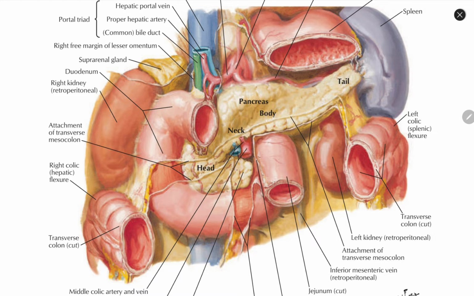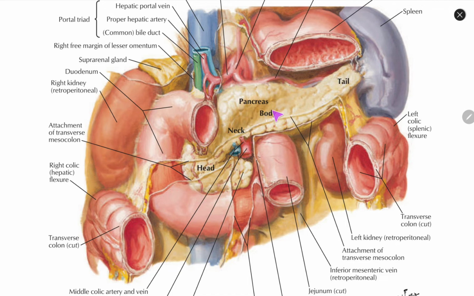mesenteric vessels. So the body of pancreas has three surfaces: an anterior surface, a posterior surface, as well as an inferior surface. The anterior surface is concave. It is directed forwards and upwards. It is related to the lesser sac and the stomach, because the stomach will be here.